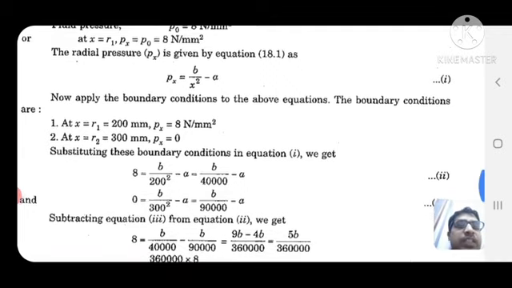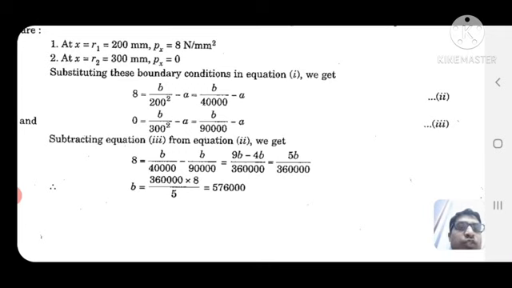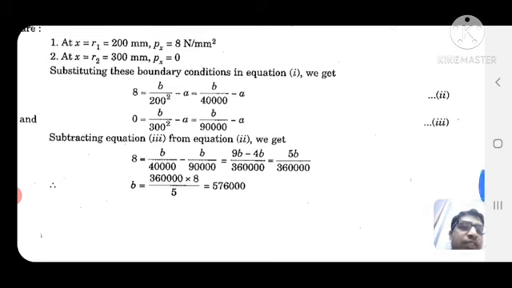Substituting these boundary conditions in equation 1, we get 8 equal to B by 200 square minus A, so that is B by 40,000 minus A. And 0 equal to B by 300 square minus A, that is B by 90,000 minus A. Subtracting equation 3 from equation 2, we get 8 equal to B by 40,000 minus B by 90,000, that is 9B minus 4B divided by 360,000, so that is 5B by 360,000.